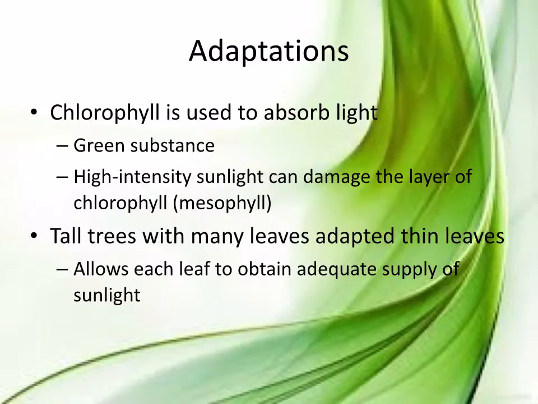Like any other organism, the plant is capable of undergoing adaptations to meet its metabolic needs. Chlorophyll is one example of this. Chlorophyll is used to absorb light. It's a green substance found on the leaves, and in certain environments like deserts, high-intensity sunlight can damage the layer of chlorophyll, which is called the mesophyll layer. Tall trees with a lot of leaves have adapted a way of providing sunlight to all of the leaves by making some of the leaves thinner, and this allows hidden leaves to obtain proper amounts of sunlight.